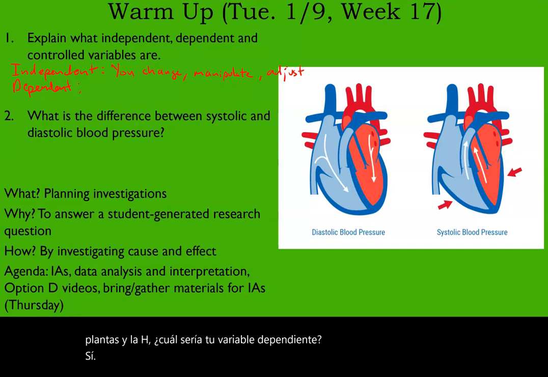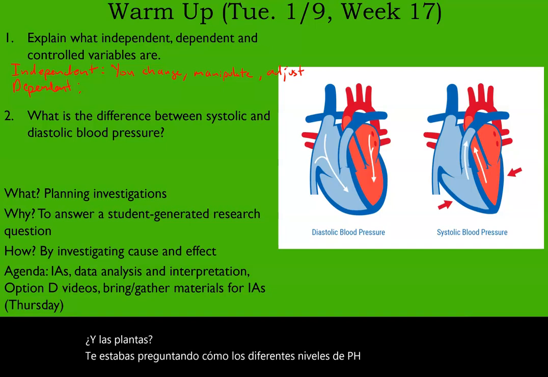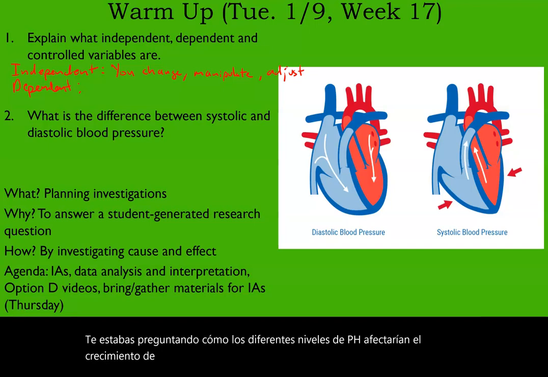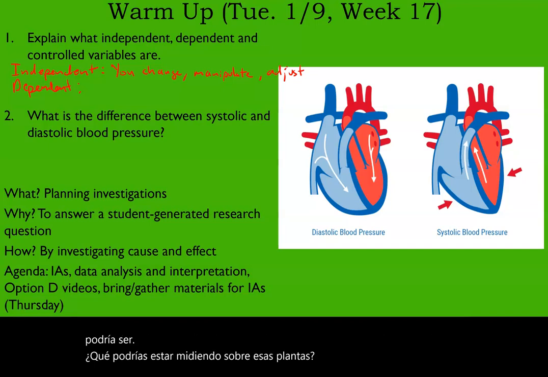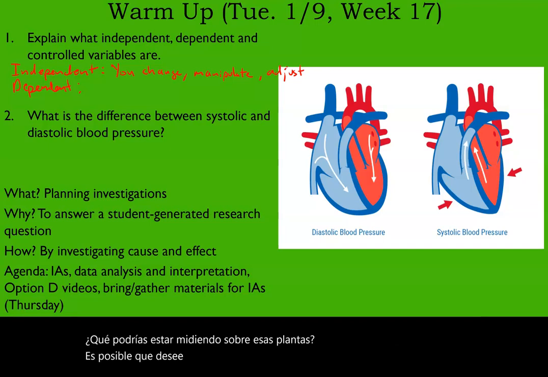What about the plants? You were kind of wondering how different pH levels would affect the growth of your radish plants. So your dependent variable might be, what might you be measuring about those plants? Well, you might want to measure the pH, measure that as a part of your independent variable.